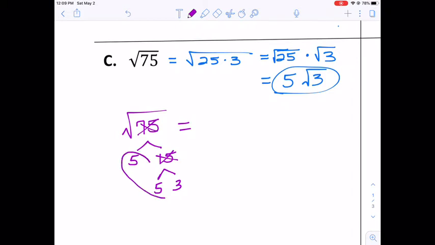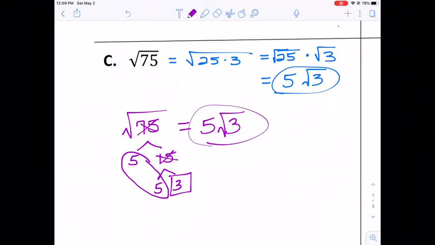One 5 can come out because we have a pair of 5s. The 3 is alone, so he has to stay in the house. He can't go out. 5 square root of 3. Same answer with both methods.